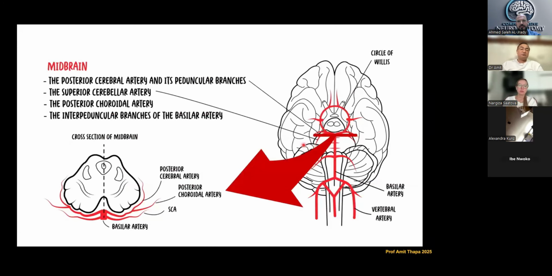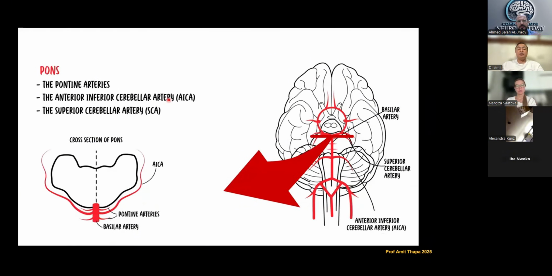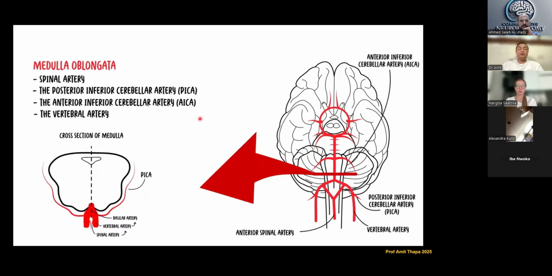Now, regarding the vasculature of the midbrain, it is supplied by the posterior cerebral artery and its particular branches, the superior cerebral artery, posterior parietal artery, and interparietal branches of the basilar artery. Pons is supplied by the pontine arteries, anterior inferior cerebellar artery, and superior cerebellar artery. Medulla oblongata is supplied by spinal artery, posterior inferior cerebellar artery, anterior inferior cerebellar artery, and vertebral arteries.